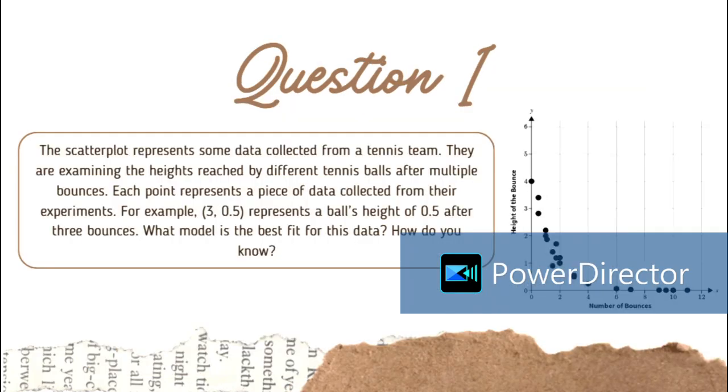Question number 1, this is all you. The scatter plot represents some data collected from a tennis team. They are examining the heights reached by different tennis balls after multiple bounces. Each point represents a piece of data collected from their experiments. For example, 3.5 represents a ball's height of 0.5 after 3 bounces. What model is the best fit for this data and how do you know?